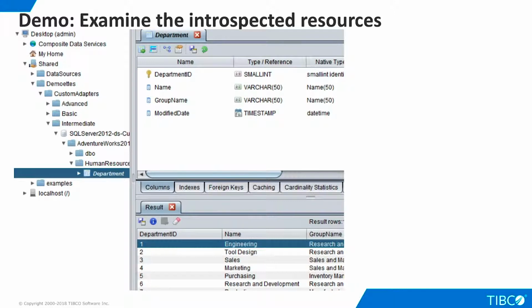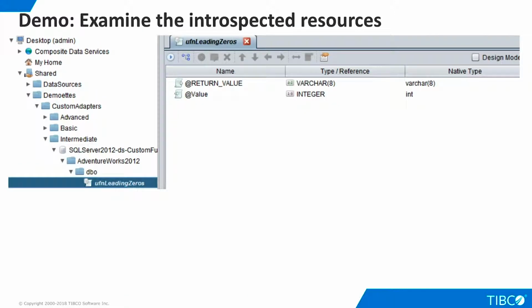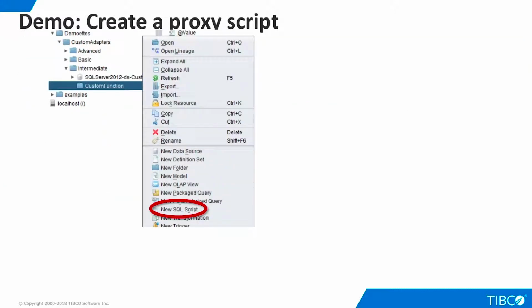We can see the data from the newly introspected department table. We can also see the signature of the leading zeros function. It accepts an integer and returns a varchar 8. We'll create a proxy script in TDV that we can promote to a custom function.